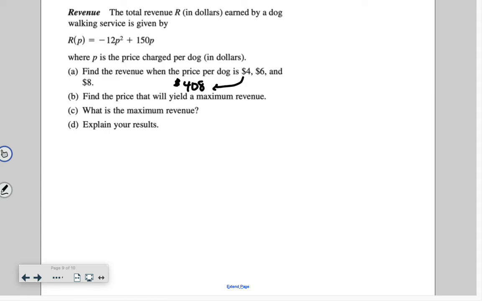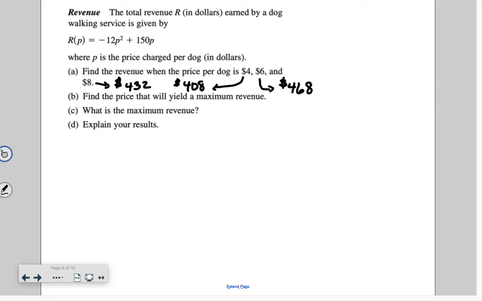Okay? What about $6? Actually, never mind. I remember this one off the top of my head. It's $468. Okay? $468. Which, by the way, makes some sense: you charge more, therefore you make more. Now, here comes something that might surprise you. What if you charged $8? I believe it's $432.